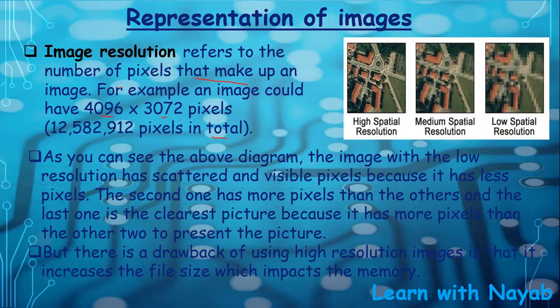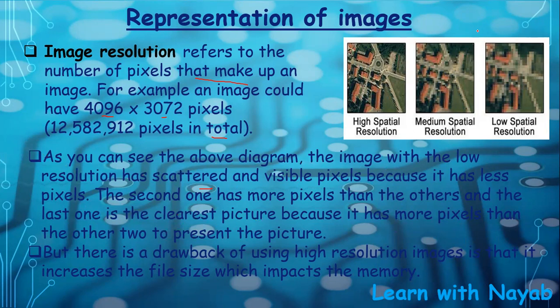The more pixels we use, the higher the quality. That has been described over here. As you can see in the above diagram, the image with the low resolution has scattered and visible pixels because it has fewer pixels. The second one has more pixels than the first, and the last one is the clearest picture because it has more pixels than the others to present the picture.